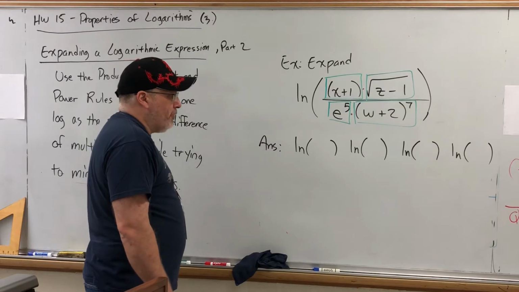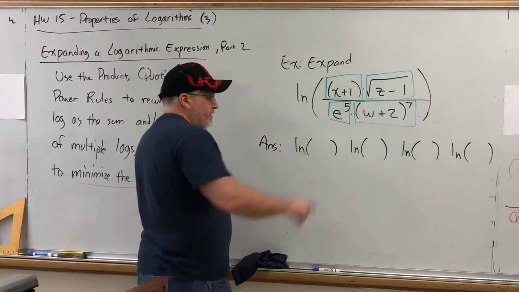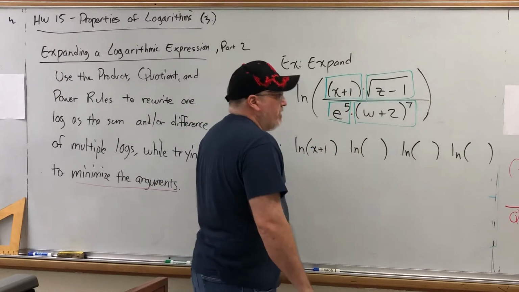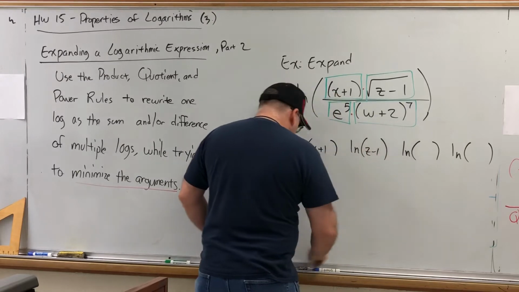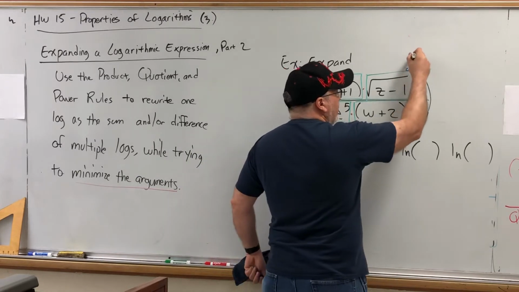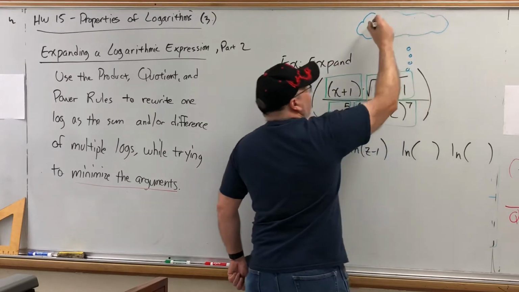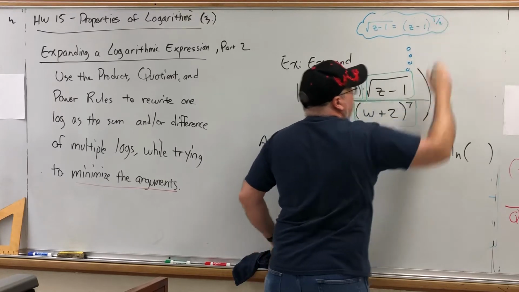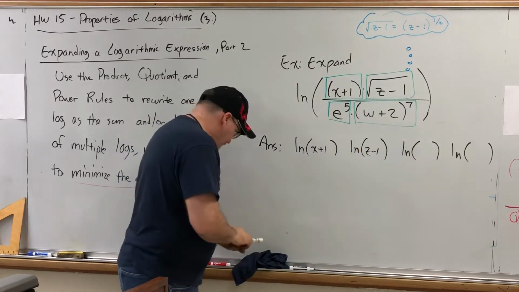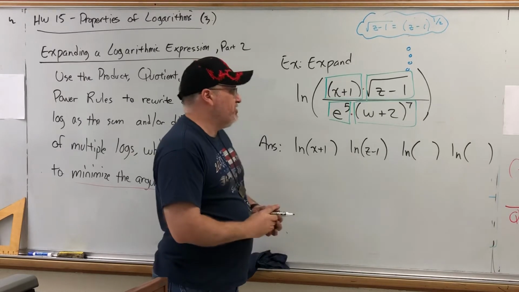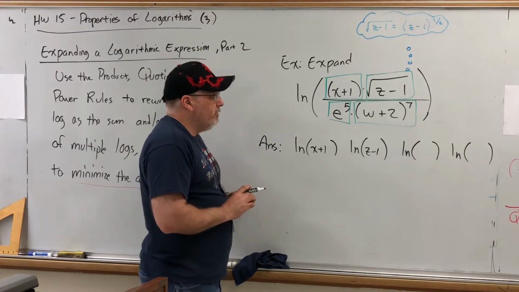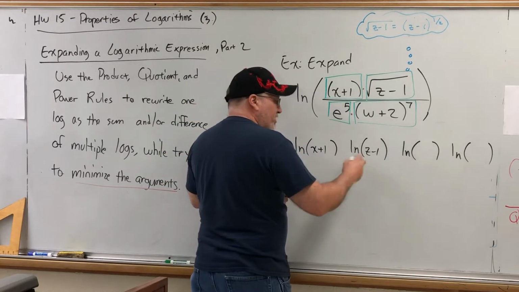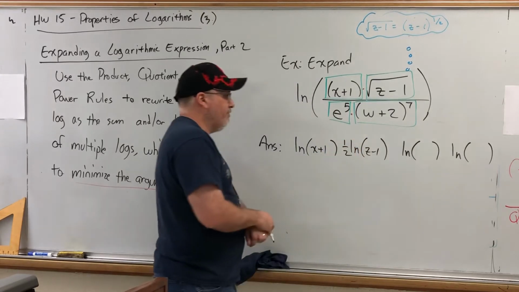Any factor with a power, the power will wind up in front. This x plus 1 does not have a power on it, so there will be no coefficient. The z minus 1 does have a power on it if you are to the point where you instantly recognize that the square root of something is the same thing as that something to the 1/2 power. That needs to become an automatic move. So the square root of z minus 1 is the same as z minus 1 to a 1/2 power. So where does the power go? In front. So the z minus 1's natural log picks up a coefficient of 1/2.